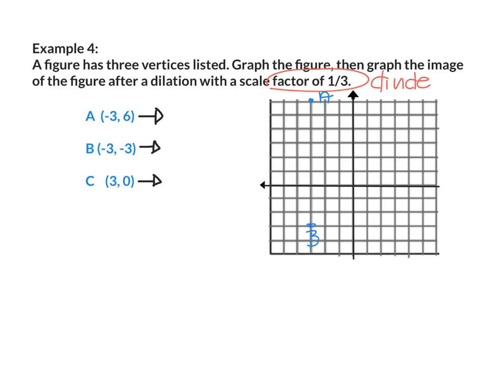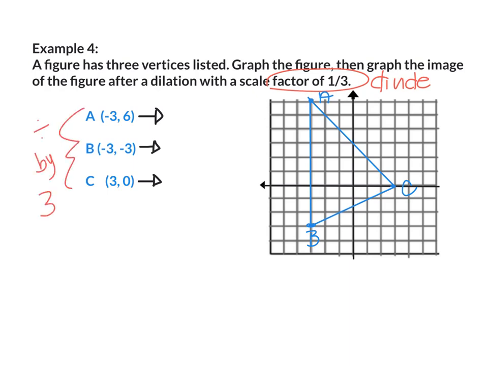Now C is 3, 0. I'm going to start at the origin, go to the right 3, 1, 2, 3, and I'm not moving anywhere else because it's at 0. So that would be point C. Now I'm going to connect my dots. And that would be figure ABC.